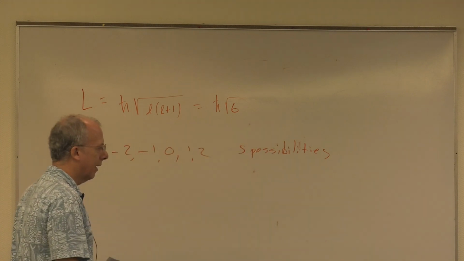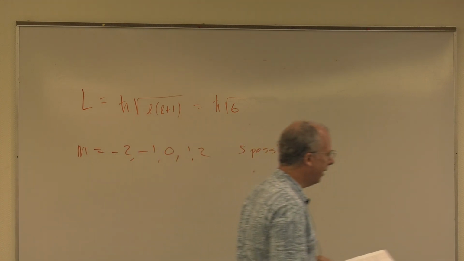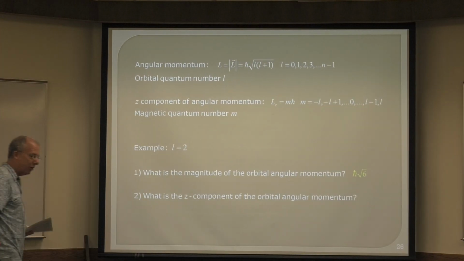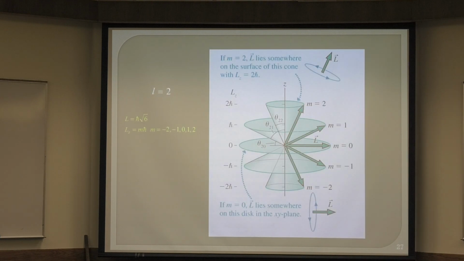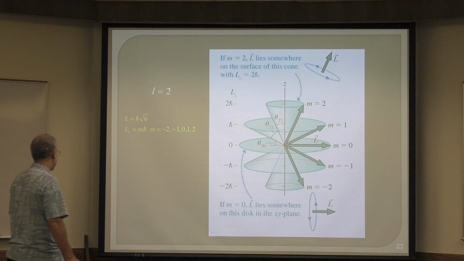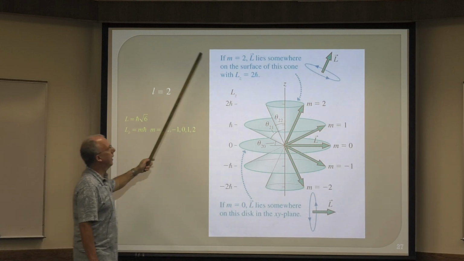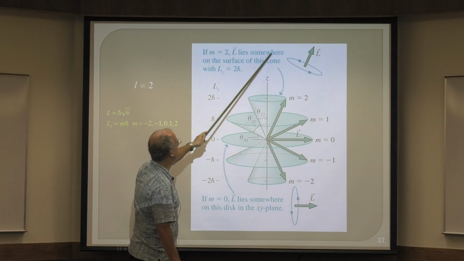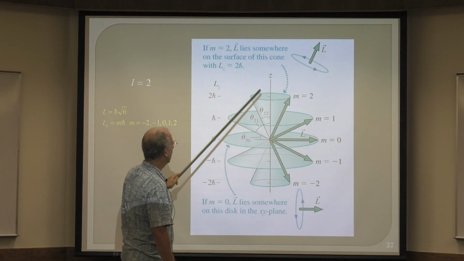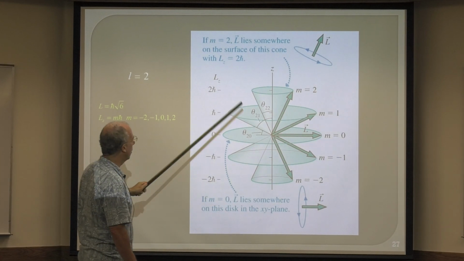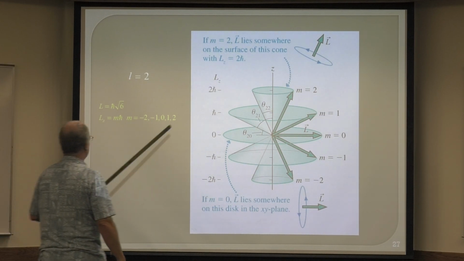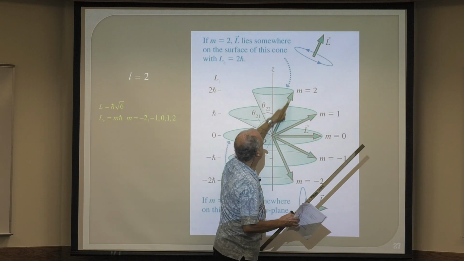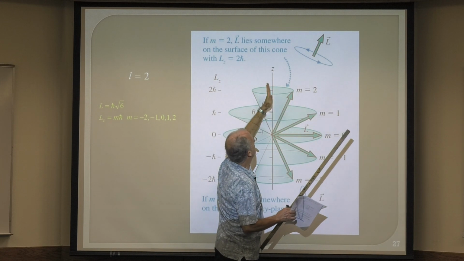Okay. Now, remember, hold on a second. This is the z component, right? Which has to do with direction. So there's 5 possibilities. So, all right. If m equals 2, L lies somewhere on the surface of this cone. So let's look at this. So here, m equals 2, right? Or positive 2. So here, if m equals 2 right here, that means that here's z, right?